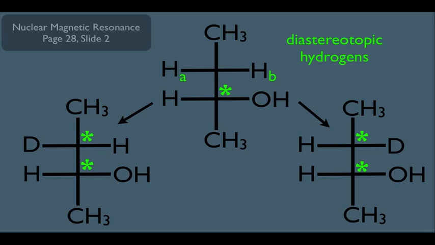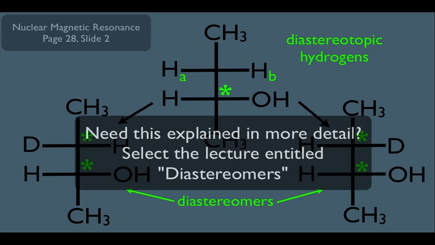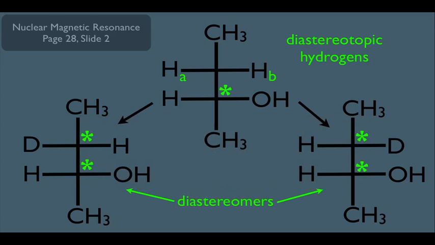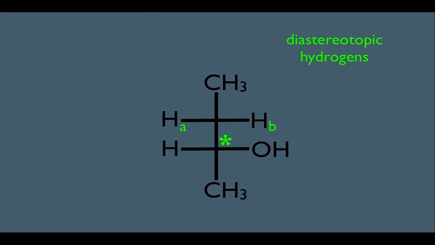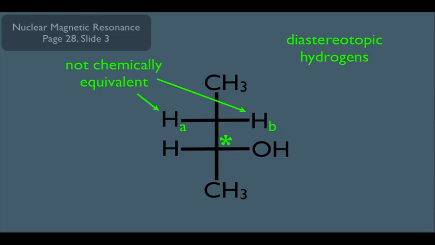If you were to investigate these two molecules, you would see that they are diastereomers to each other. So notice, by replacing the HA and HB diastereotopic hydrogens, we create diastereomers. Hence, that's why they're named that way. Now, here's what we need to know about them. Diastereotopic hydrogens are not chemically equivalent. And remember, that implies that on the HNMR, they're going to have different chemical shifts or their own unique peaks on the HNMR.